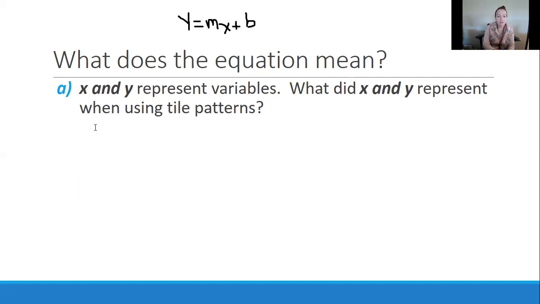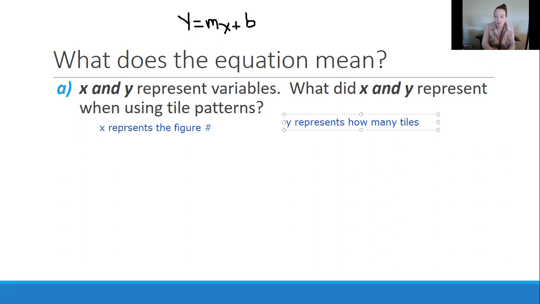Okay, so let's look at the x. If you remember, the x represents where you are in your tile pattern. It represents the figure number. Where are you? Are you in the first figure? Are you in the second figure? Like, where are you? The y represents then what? Yeah, how many tiles?